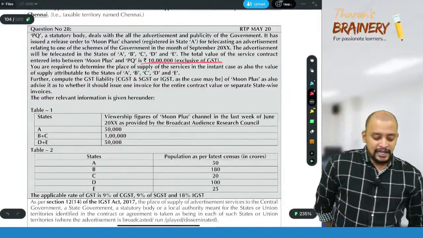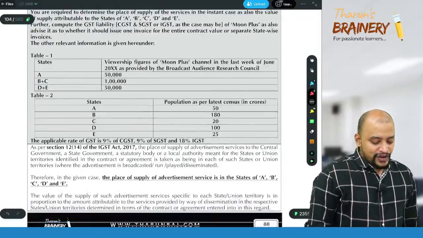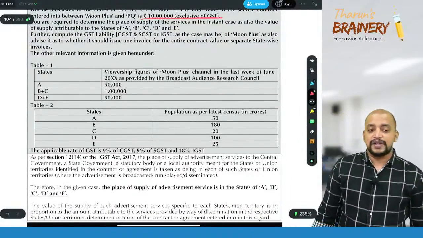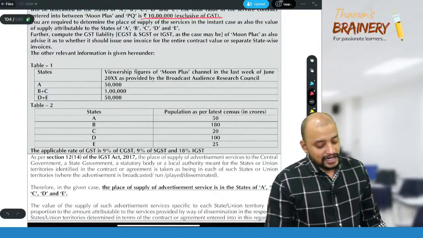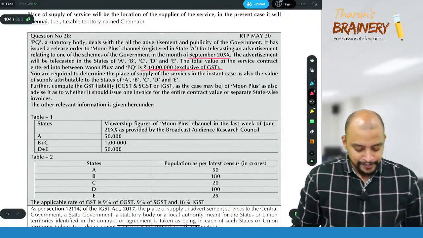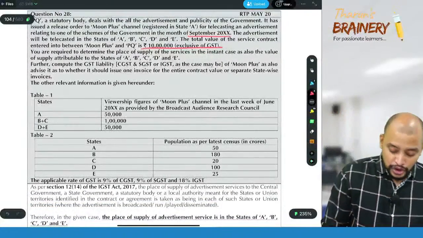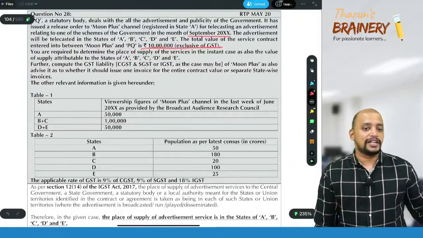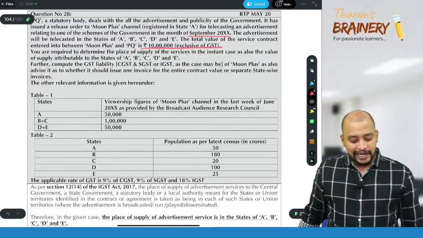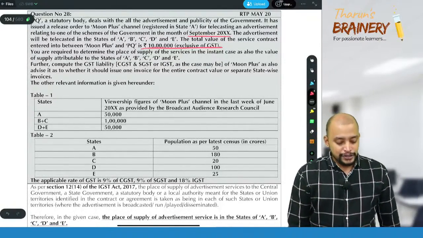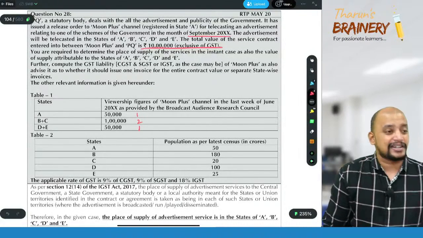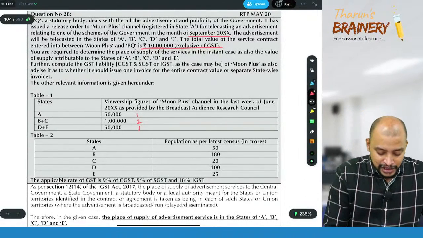So they have 3 channels. For the 3 channels, we got the viewership data in the last quarter, that is the previous quarter of the current month. What is the current month? The current month is September. So what is the quarter? April, May, June. That is the quarter, previous quarter. For that April, May, June, last week we got the data. So 10 lakhs first you divide between the channels. So 50,000, 1 lakh, 50,000 means 1:2:1, correct? And divide 10 lakhs in that ratio.